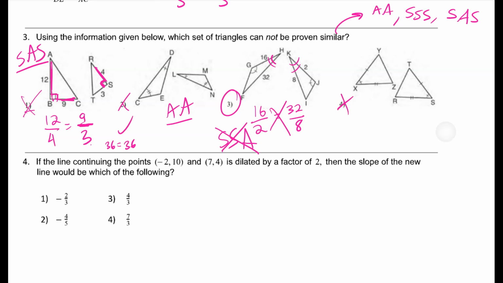For number 4, though, this would be a good side angle side justification for why these triangles are both congruent and similar.